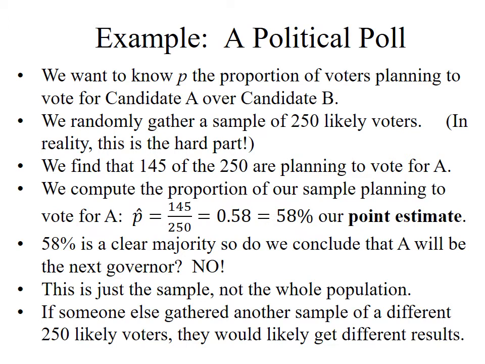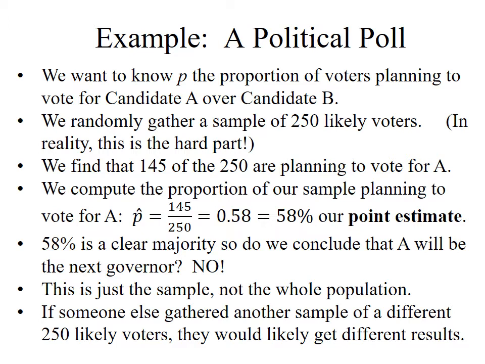Suppose we find that 145 of the 250 people are planning to vote for candidate A. What's the first thing we do? Well, we compute the proportion of our sample planning to vote for candidate A. 145 out of 250 people, we divide, we get 0.58. Now that is our p-hat. Notice that there's a little hat symbol over the p.